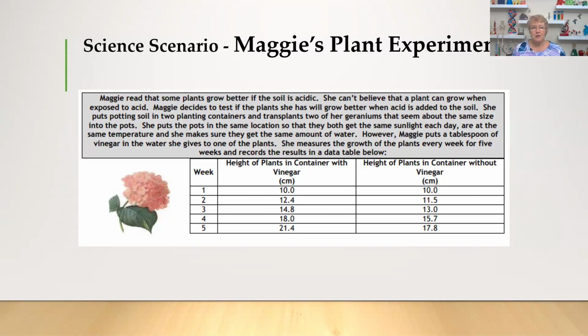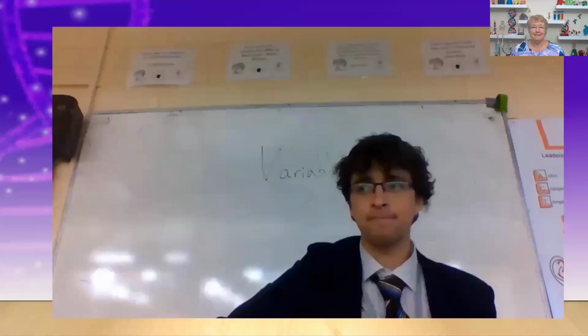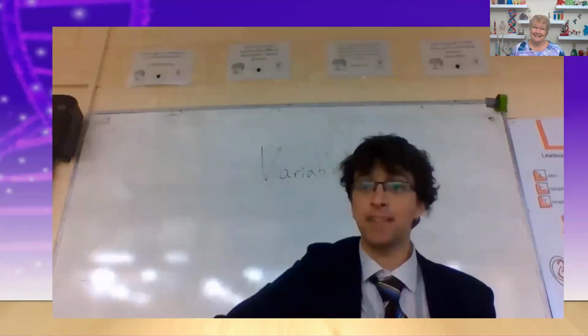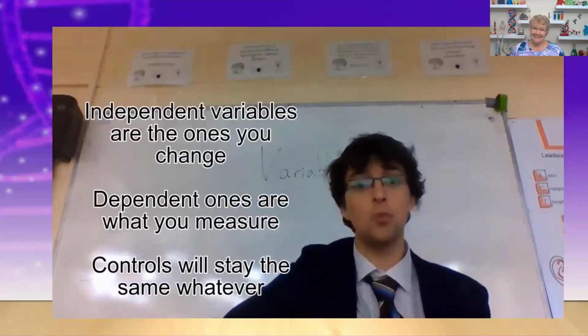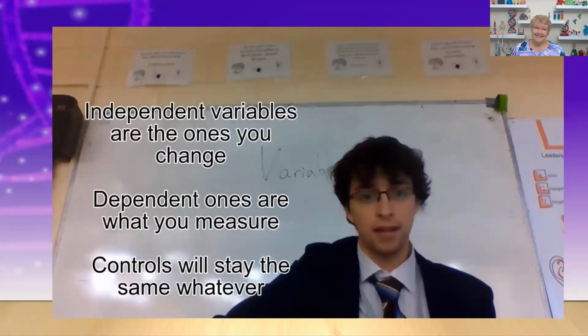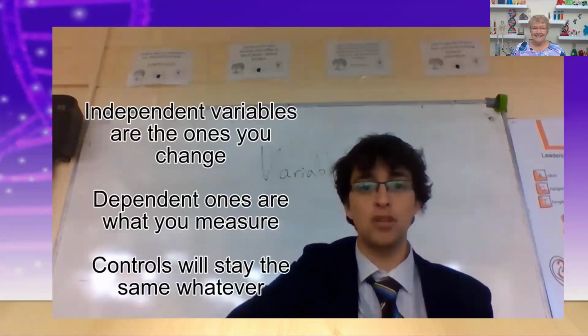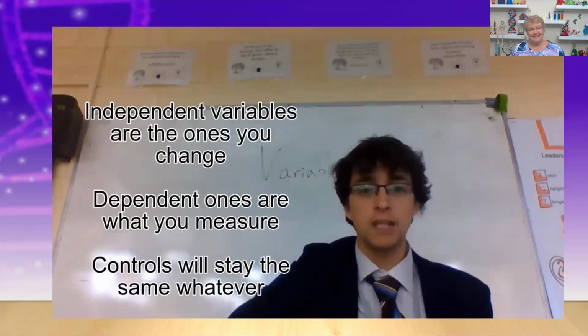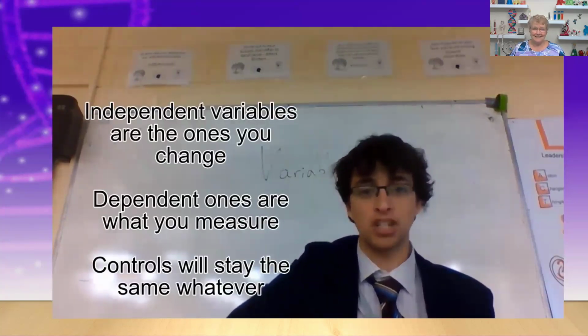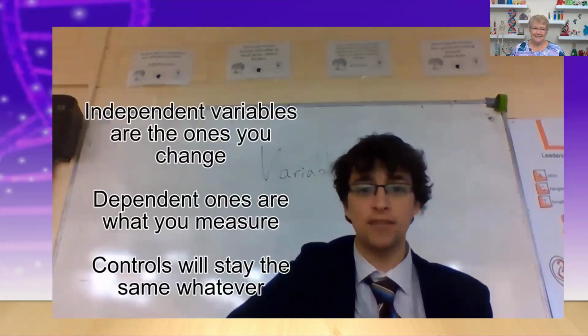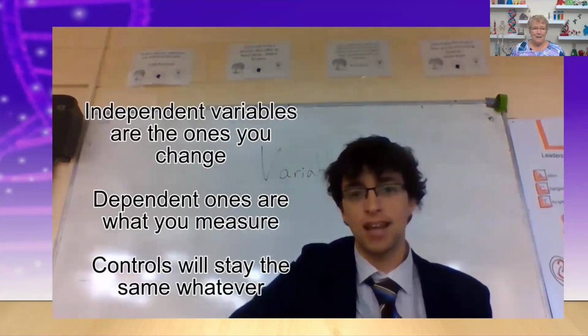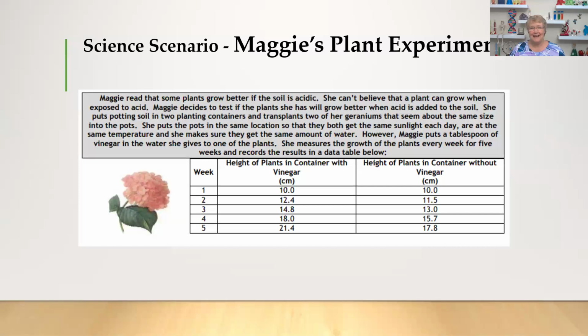Independent variables are the ones you change. Dependent ones are what you measure. Controls will stay the same. Independent variables are the ones you change. How many weeks in a row can I get that stuck in your head? We'll see. All right.